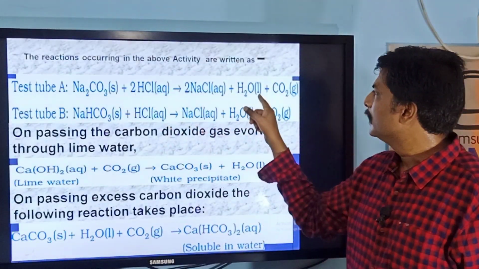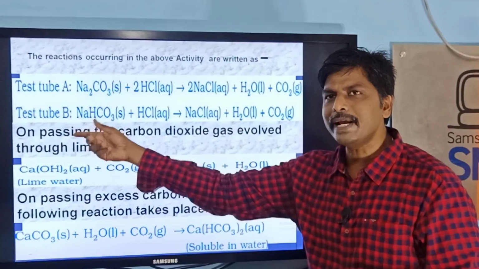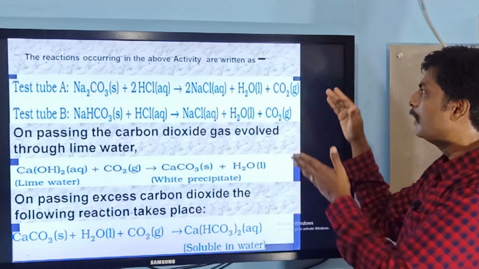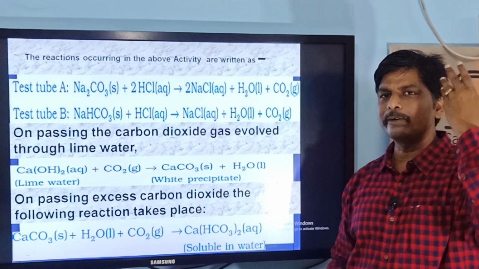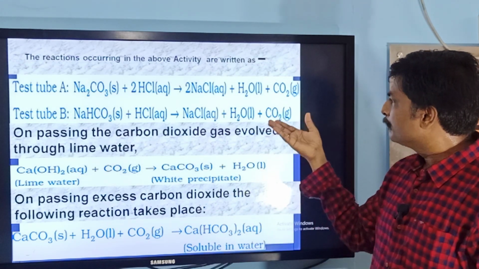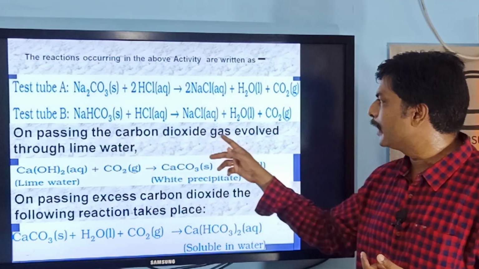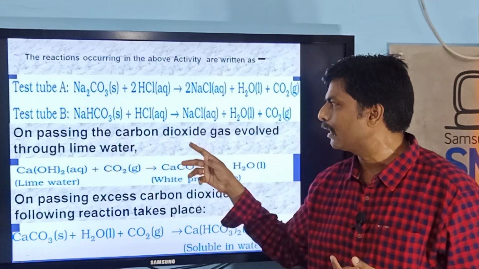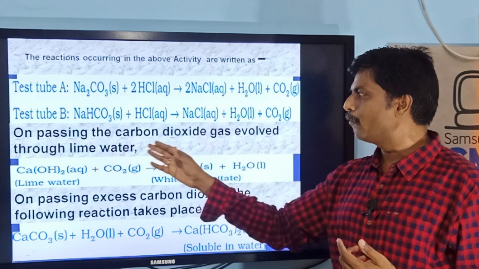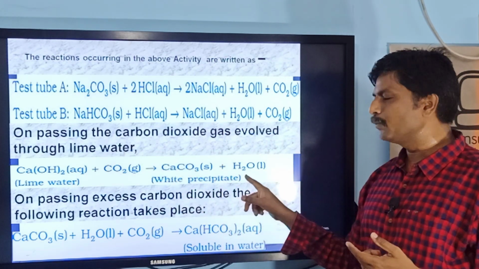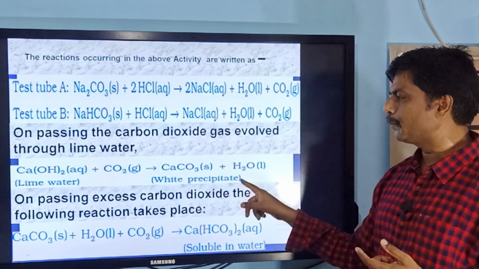In test tube A, CO2 is formed. In test tube B also, with sodium bicarbonate, CO2 is formed. In test tube A, the gas is CO2. In test tube B, the gas is CO2. Brisk effervescence gas. On passing the carbon dioxide gas evolved through lime water, what will you observe? A white precipitate, which turns it milky.